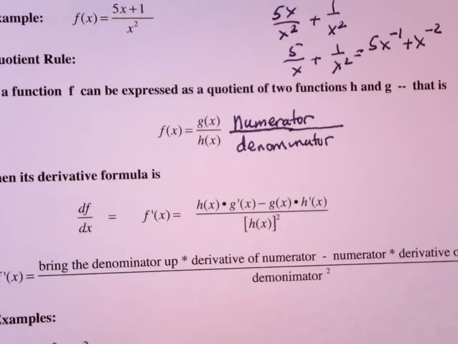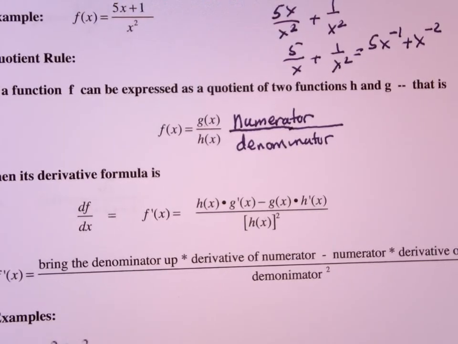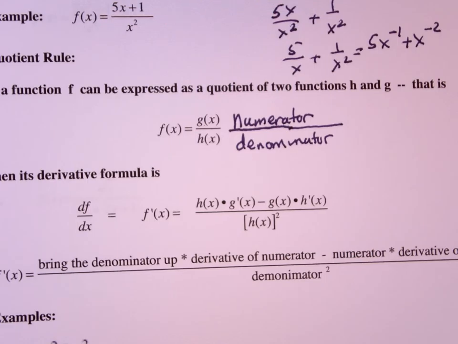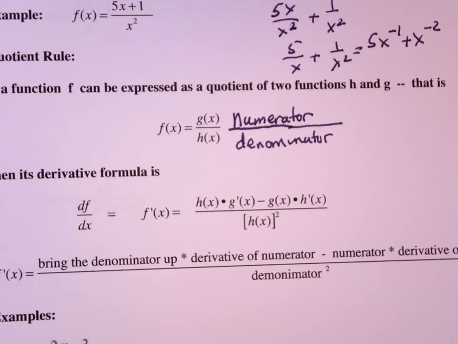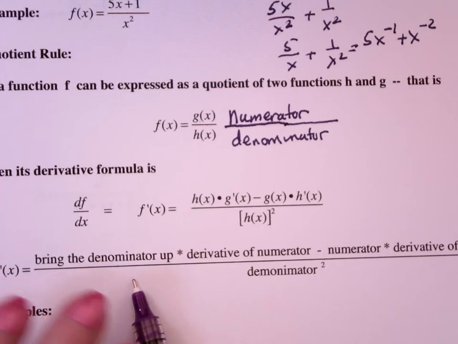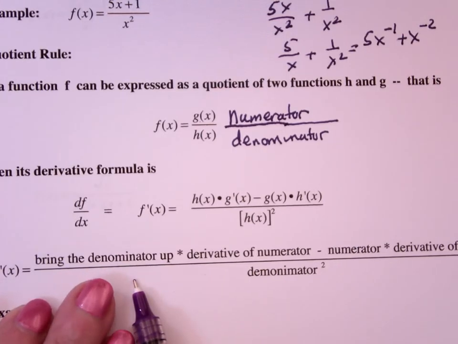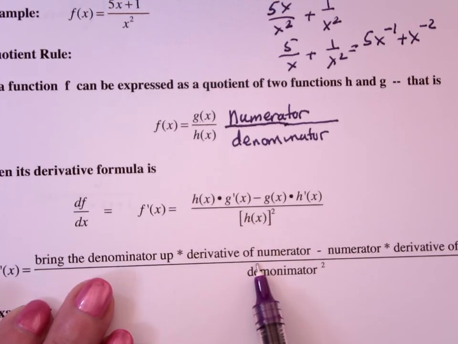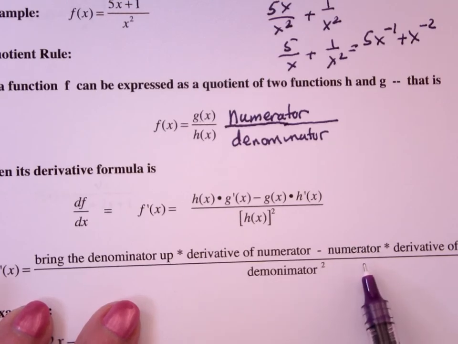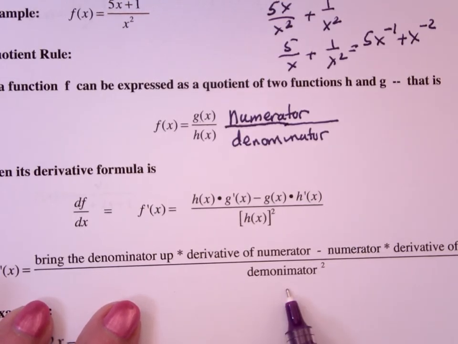And then remember, it's related to product rule. So it's going to look a little bit like product rule. I bring the denominator up. Don't do anything with him. Take the derivative of the numerator minus the numerator times the derivative of the denominator all over the denominator squared.